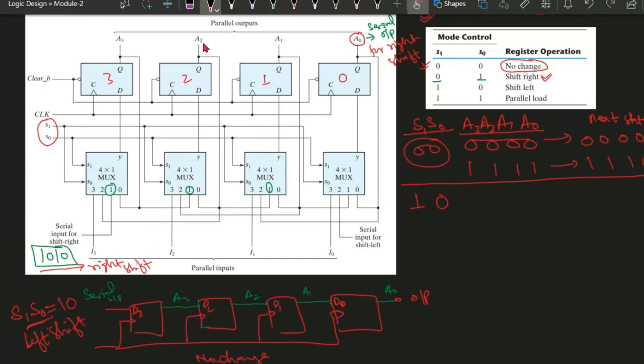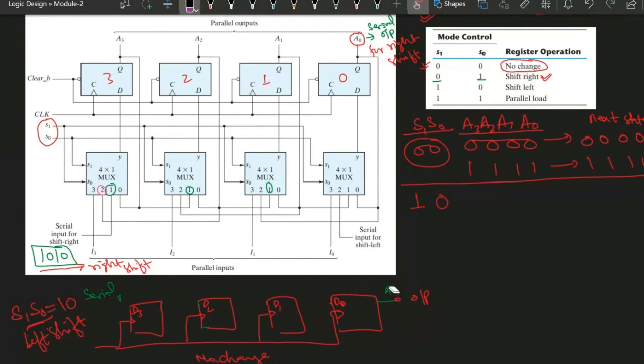So how is it shifting in the left direction? You can just see here. If the select line S1 is 1 and S0 is 0, it will be selecting the second input. The second input will be selected. So look at where the second input is connected. The second input is connected with the output of this one. So this configuration we will be changing here.